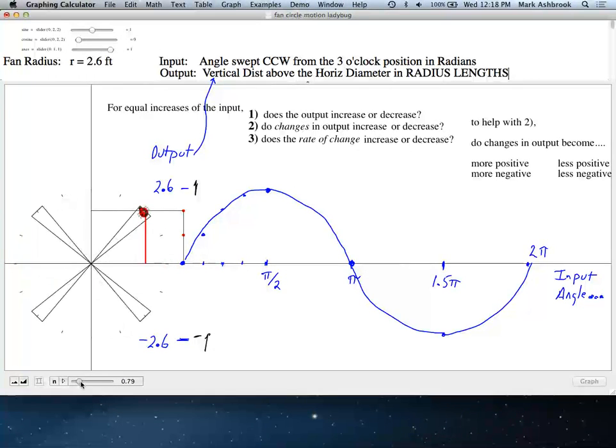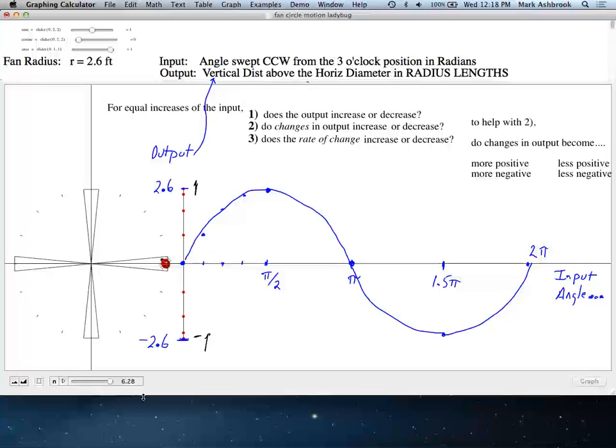And then, on this graph, we'd get the exact same graph, right? So now the maximum height is 1 radius length, goes back down to 0, then negative 1 radius length. We'd have the exact same graph if the input was the angle and the output was the vertical distance from the horizontal diameter, but now it's just a different unit, radius lengths.